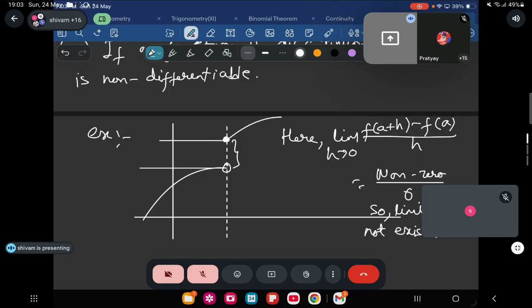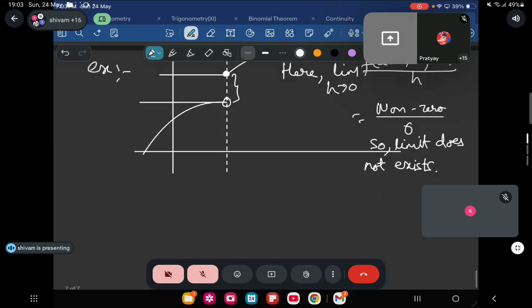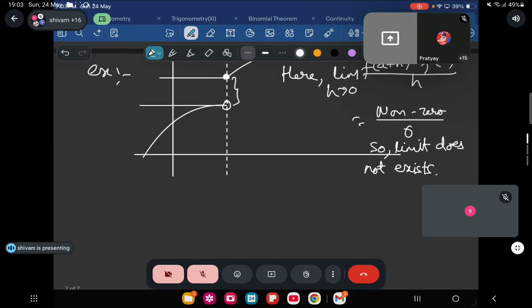Tell me, anyone having any doubt, you can ask me now. Hence, f of x is not differentiable. So discontinuity also implies non-differentiability. Hence, f of x is non-differentiable. Okay. Tell me.